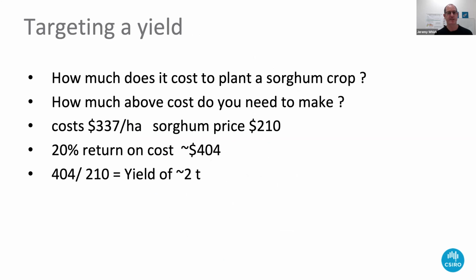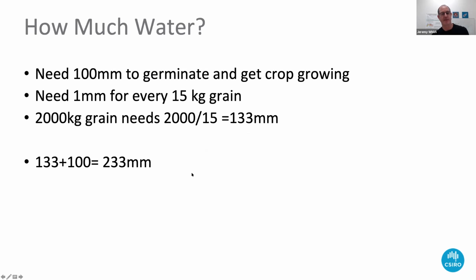Okay, no questions? Righto. So I'll use that. Let's say we need 100 mils to germinate. 15 kilograms per mil. We want our 2 tonne yield. So we're going to need 133 mils plus the 100 to account for growth. That gives us our 233 mils.